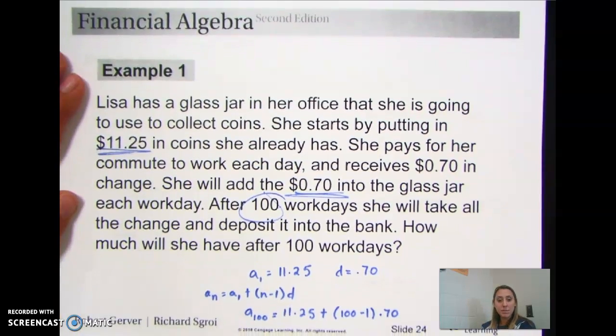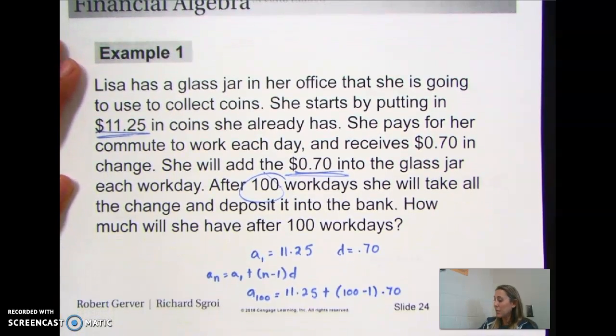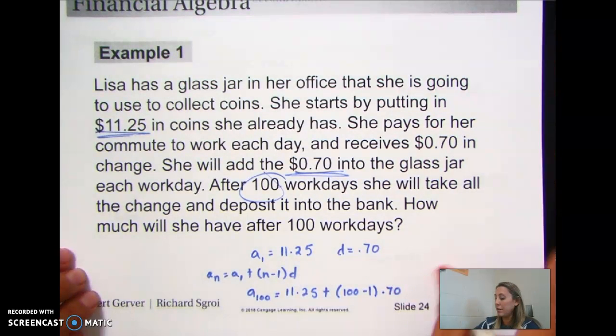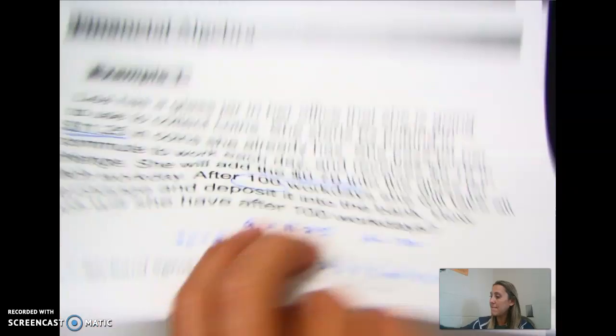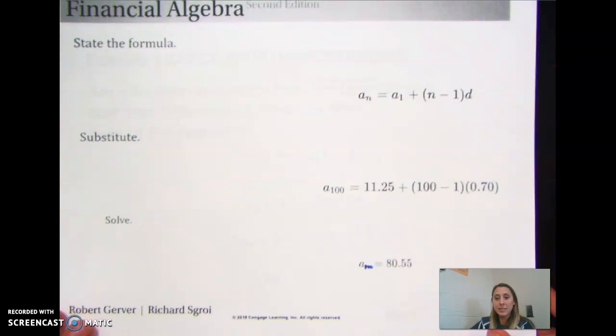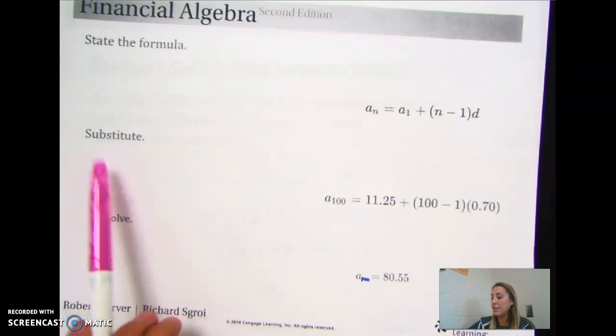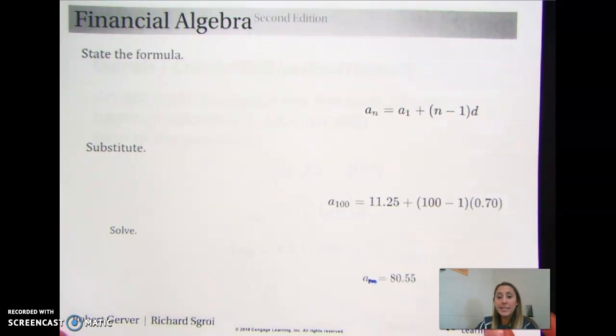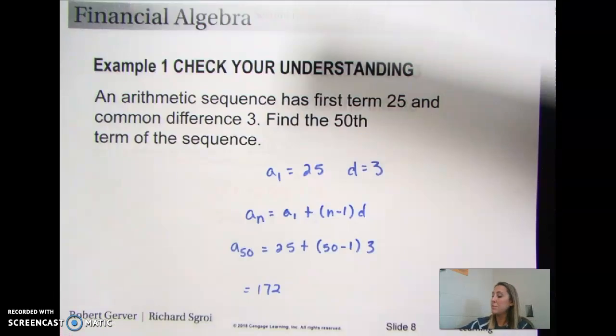I've got the work right here, I think. There we go. So you state the formula, we substitute in our particular values, and we solve, and we get $80.55. So go ahead and get that down, hit pause if you need to.